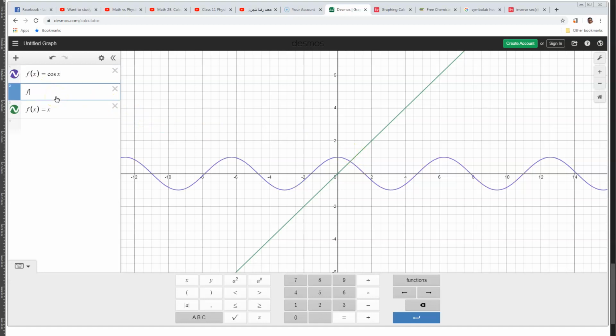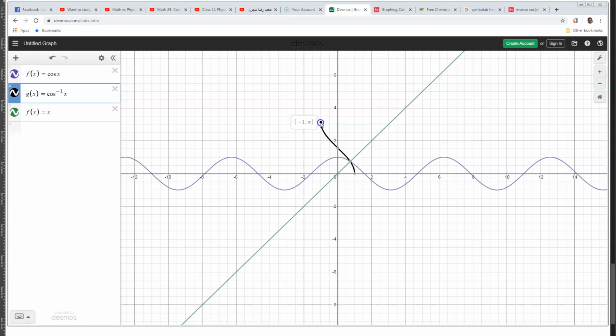Meaning that here I can write f of x or g of x is equal to cos inverse of x, and as you can see, now the range of the function goes from 0 to pi. The range of the function goes from 0 to pi, and the domain of the function goes from negative 1 to 1, right?